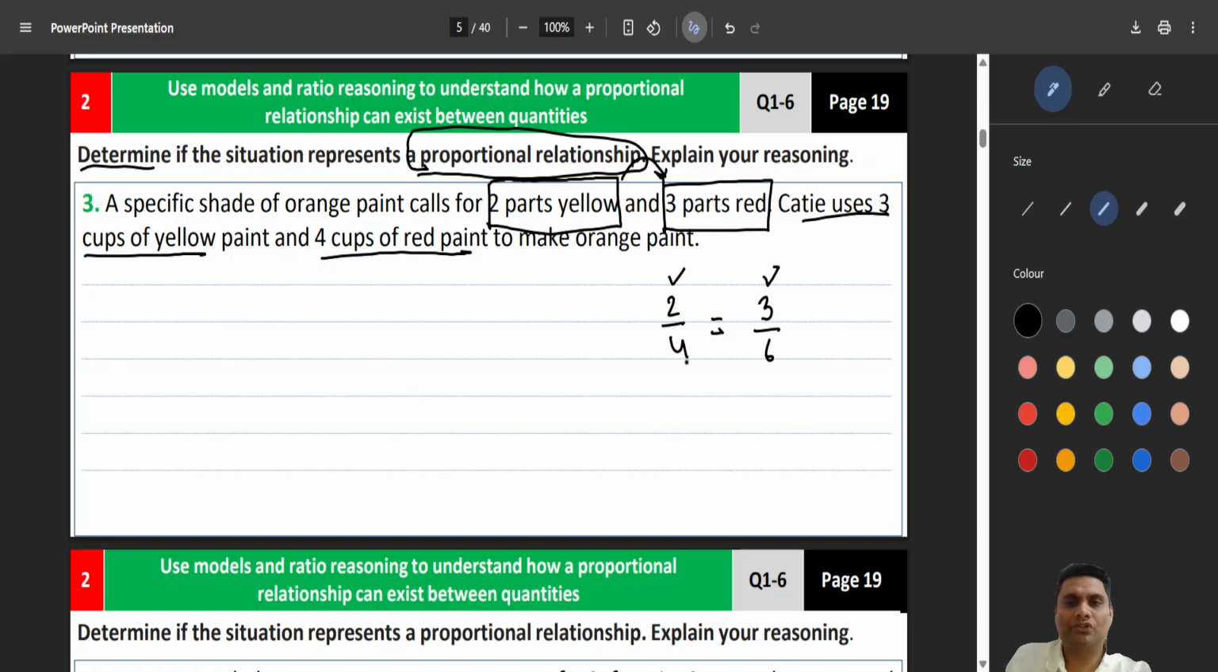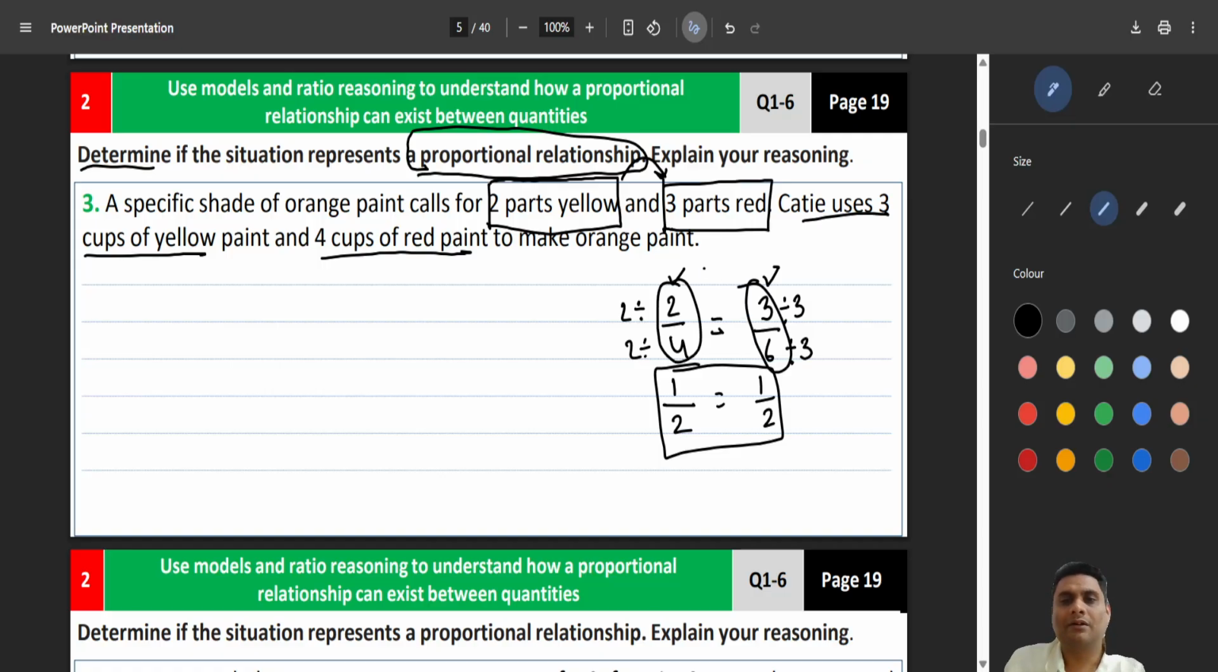This is 2, this is 4, right? Both of them come in the table of 2, correct? So I can divide both of them by 2. 2 divided by 2 gives 1. 4 divided by 2 gives 2. Check the 3 and 6. Both of them come in the table of 3, so I can divide by 3 here and here. 3 divided by 3 is 1. 6 divided by 3 is 2. Check, are they equal or not? They are actually equal. So 2 over 4 and 3 over 6 are proportional.